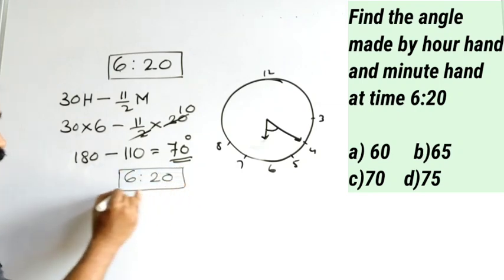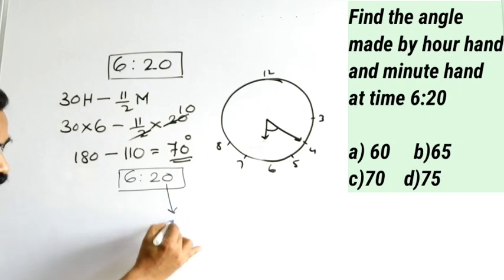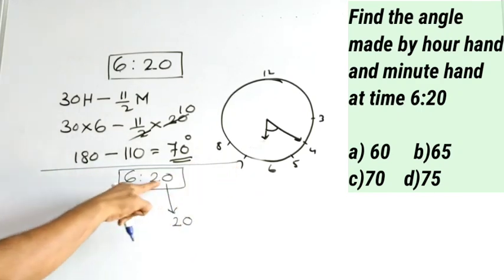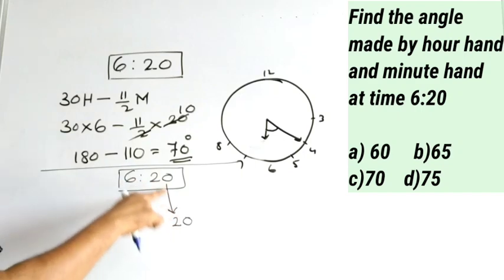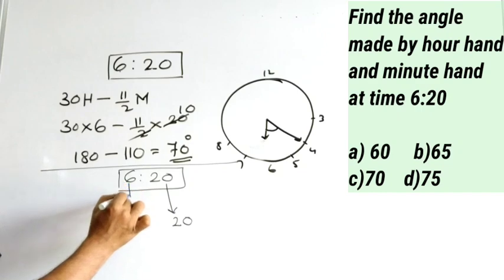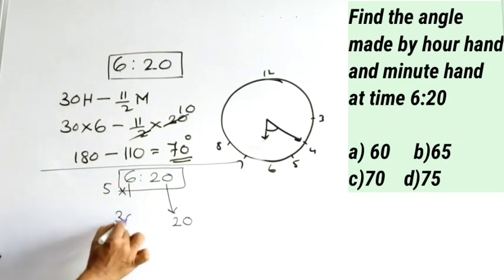Now what we will do? We will write this 6:20. The 20 as it is we will write. This is the second method. 20 as it is we will write, so 20 only. The 6 we will multiply by 5. 6 into 5 we got 30.